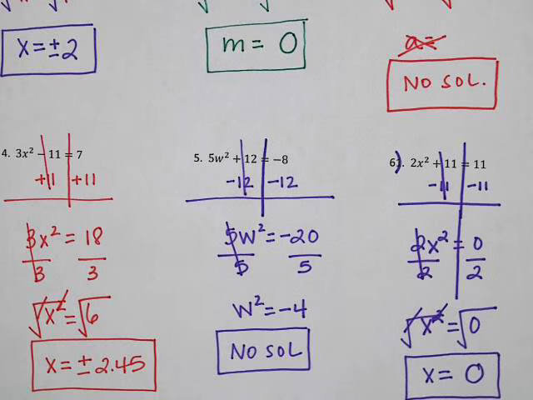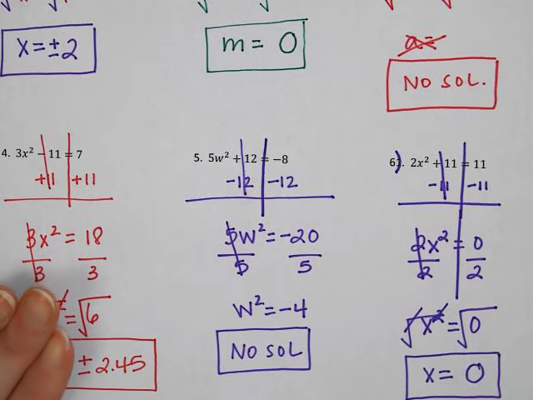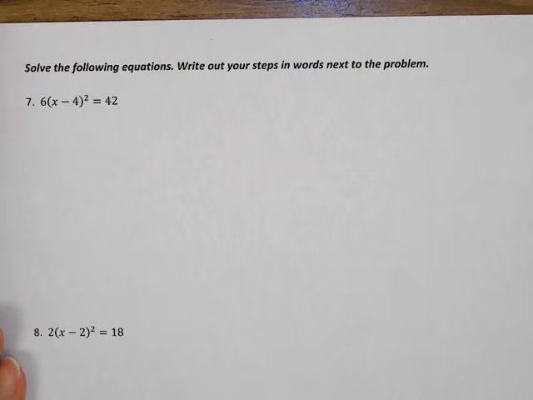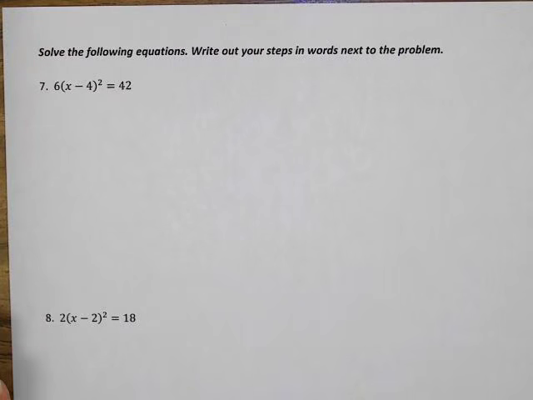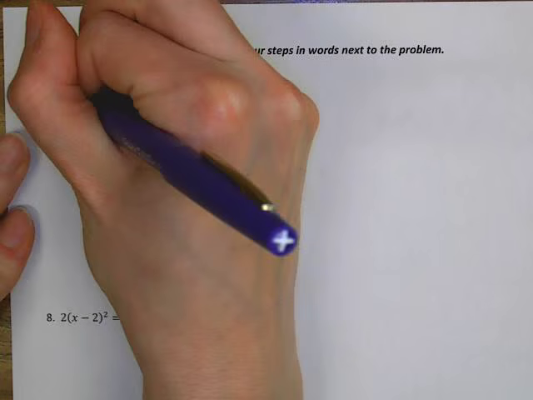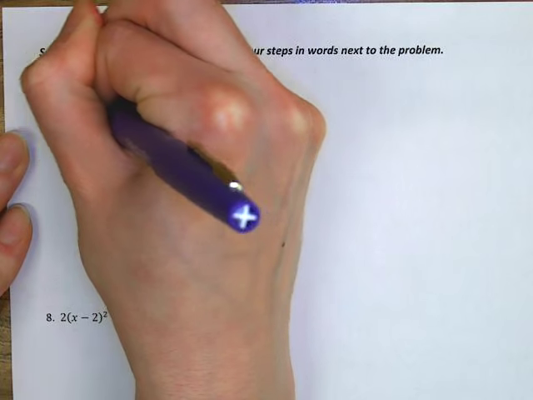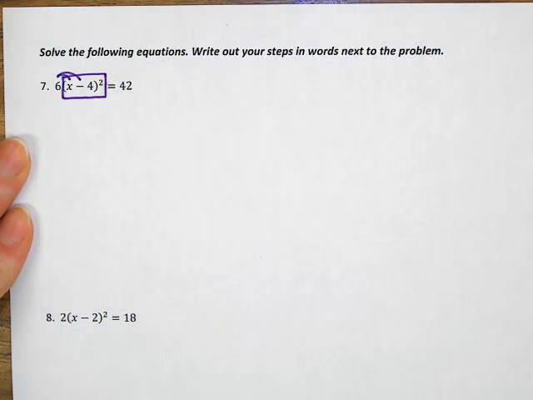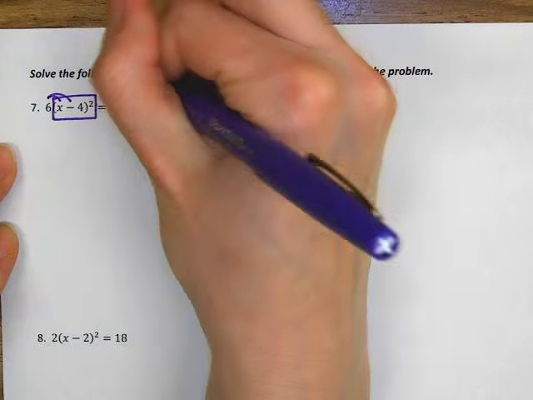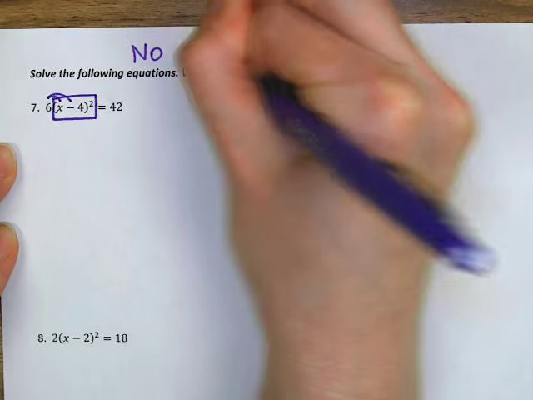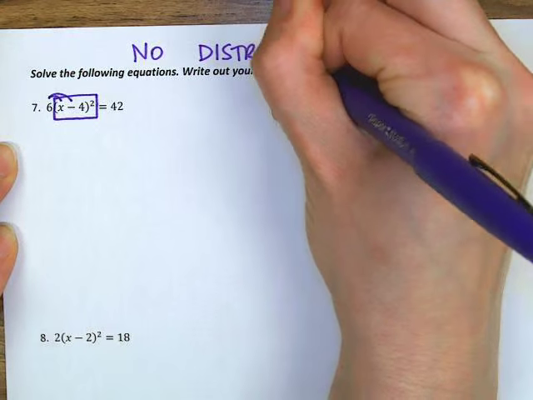All right, guys, I'm going to keep going, but you can stop the video right now. We're probably going to do this portion another day, but here we go. These are a little bit harder. Solve the following equations. Okay, now here's the problem here. You cannot distribute into a binomial squared. Let's write that down. No distributing.